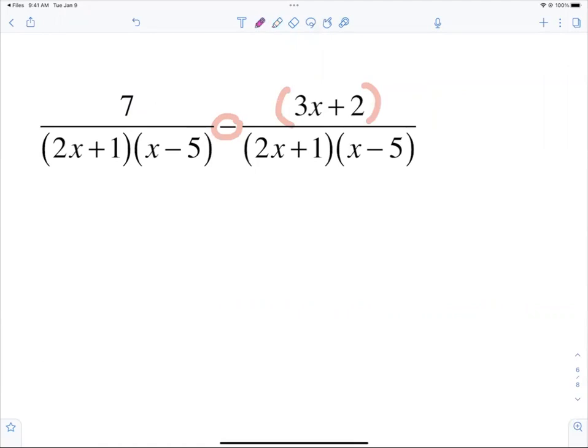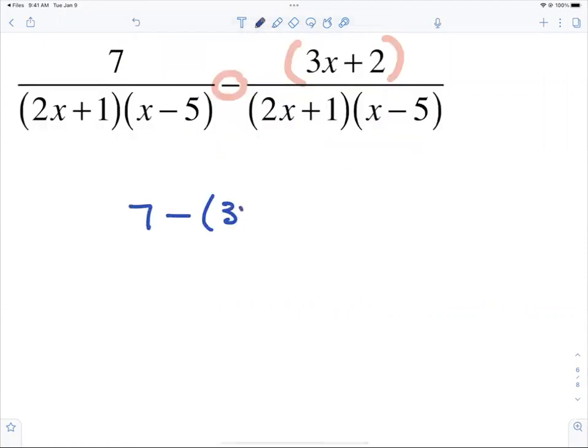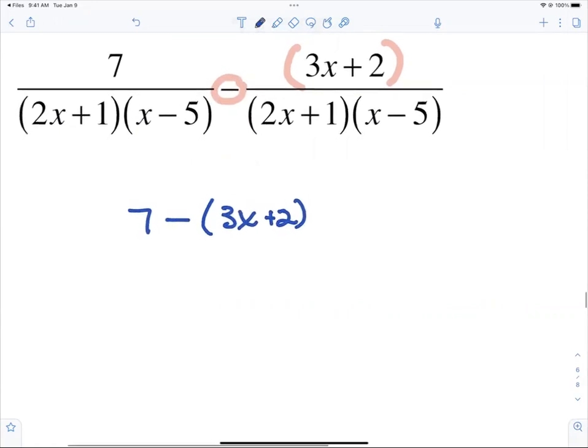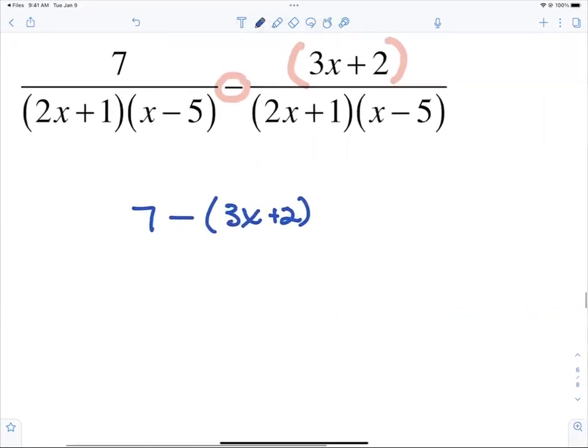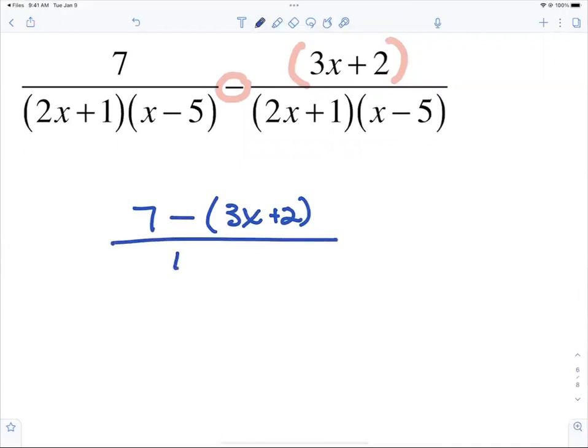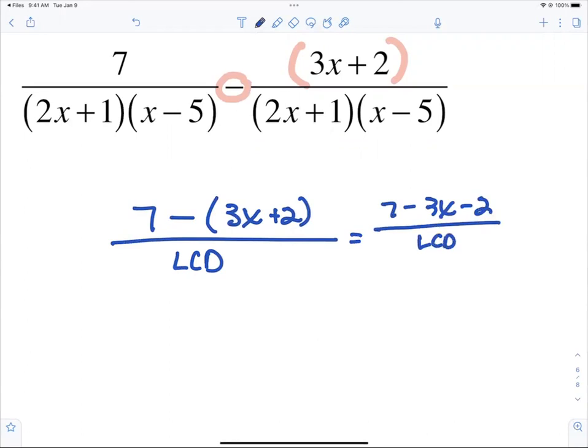When you have this set up, this is really 7 minus 3x plus 2. But this numerator, the second numerator, I would think of that as being in grouping symbols. I would need to subtract both members of that numerator. And I'm just going to write the words LCD and focus on this skill for just a minute. This is really 7 minus 3x minus 2 over the common denominator, then combining like terms, and then write your denominator.